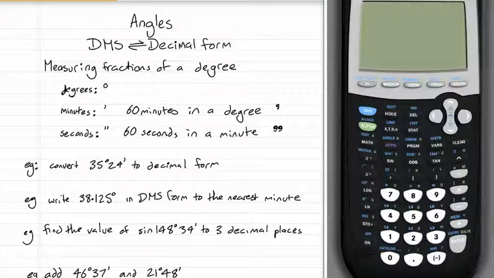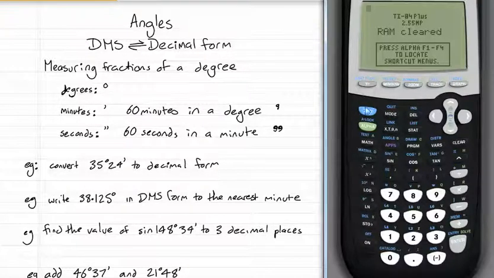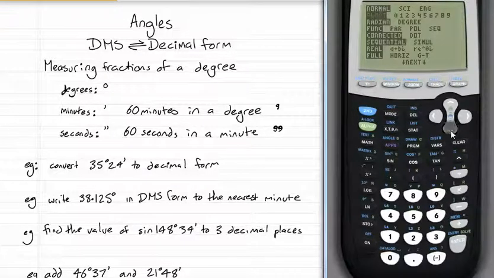So we need to be able to use degrees, minutes and seconds, convert back and forth between decimal form and DMS form, and the best way is your graphics calculator or even your scientific calculator. Anytime we're using degrees, when we're using our graphics calculator, we'll need to change our setting in mode from radians to degrees. Highlight degrees, press enter.